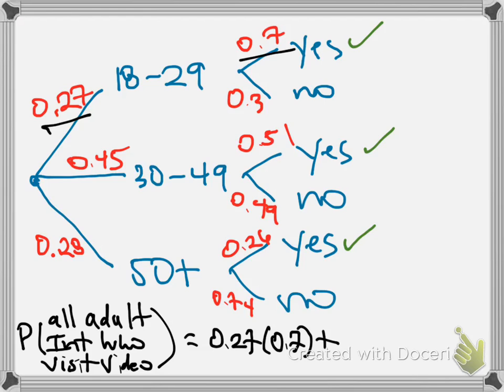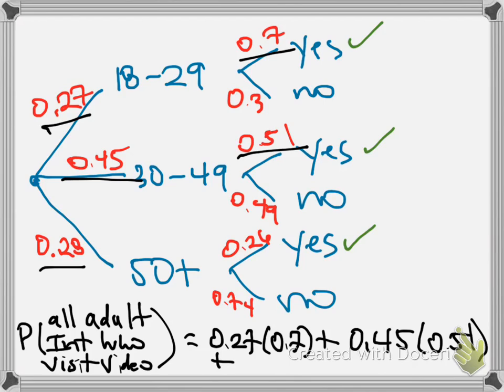And then, of course, onto that we need to add the 45% of our population that's 30 to 49, but only 51% of them watch video or visit video sharing sites. So that's going to be 0.45 times 0.51. And then, of course, we need to tack on the last group of adults. 28% of them are 50 plus, and of that 28%, 26% of them visit video sharing sites.